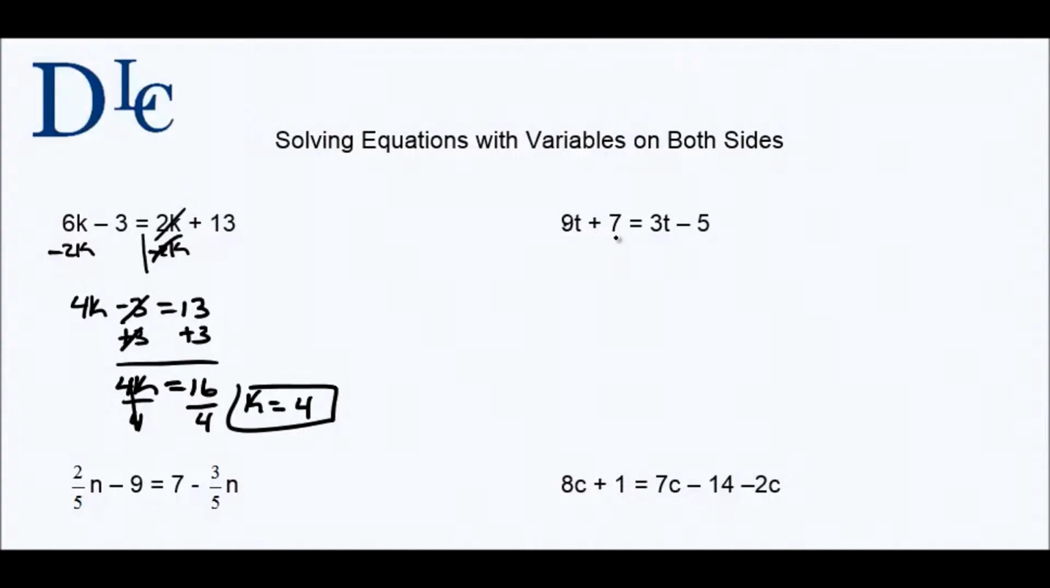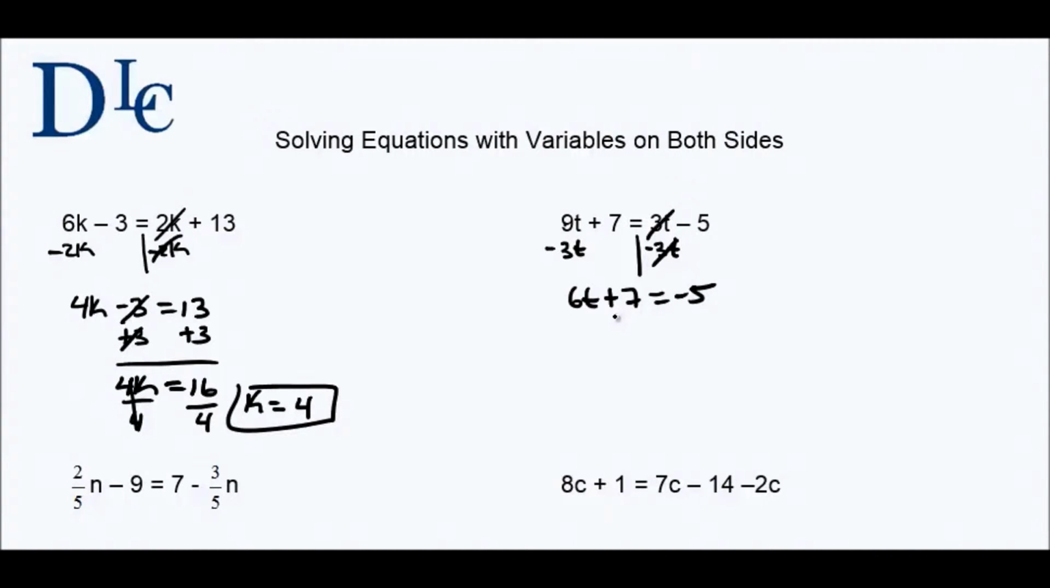Sometimes we may have to simplify, and we'll get to that later. So right here, we have a 9t on one side of the equal sign, and we have 3t on the other. We know that 3 is smaller, so we want to eliminate that one. So to eliminate a 3t, we combine it with its opposite, which is negative 3t. What we do to one side, we do to the other. So we add a negative 3t to the left. That zeroes out, so we're left with 9t minus 3t is 6t plus 7 equals negative 5.